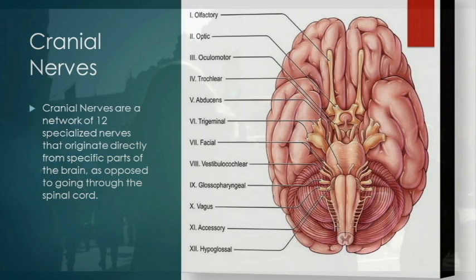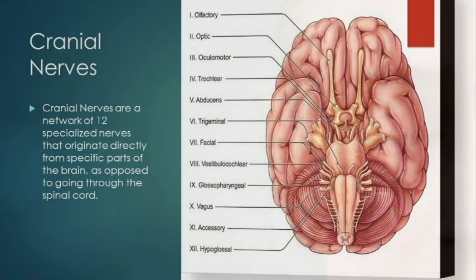Then we have cranial nerve 6, which is a motor nerve, and this controls the lateral rectus muscle, responsible for the outward eye movement. Then we have the facial nerve, which is cranial nerve 7, and that is a motor and sensory nerve, and it controls facial expressions and also carries some taste sensations from the anterior two-thirds of the tongue.